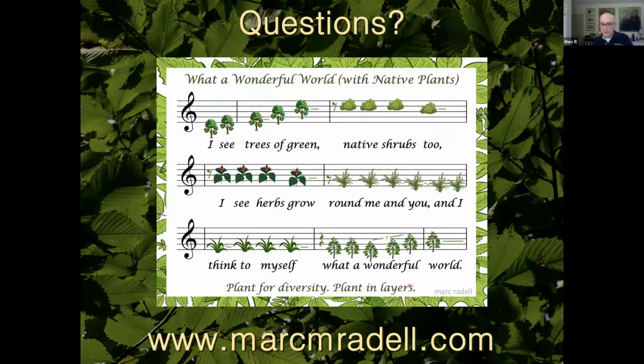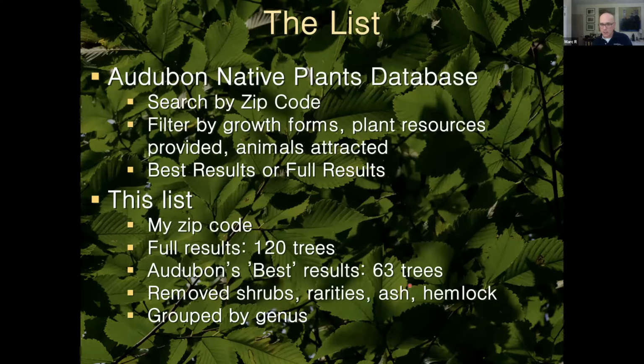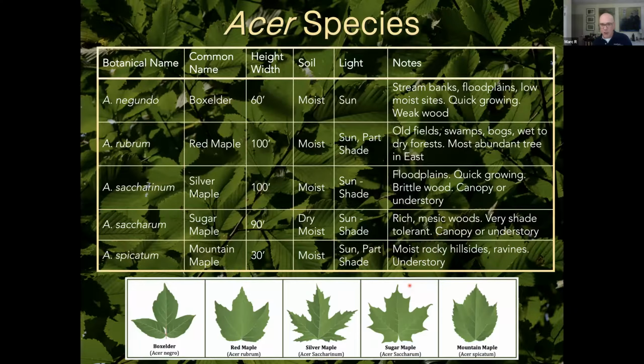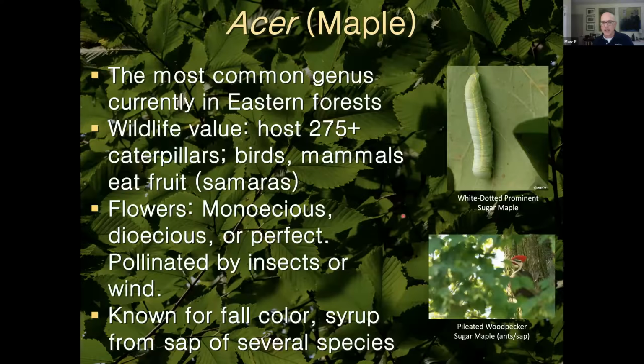So I will just quickly show you what this is going to look like. If you go into the database, it's organized by genus. So here, for instance, is maples. This first page talks about the genus. If there's only one species in that particular genus, there's only one page. It talks about some of the wildlife value, the flowers, whether they're monoecious or dioecious and how they're pollinated, and any particular attributes that are important across the genus.